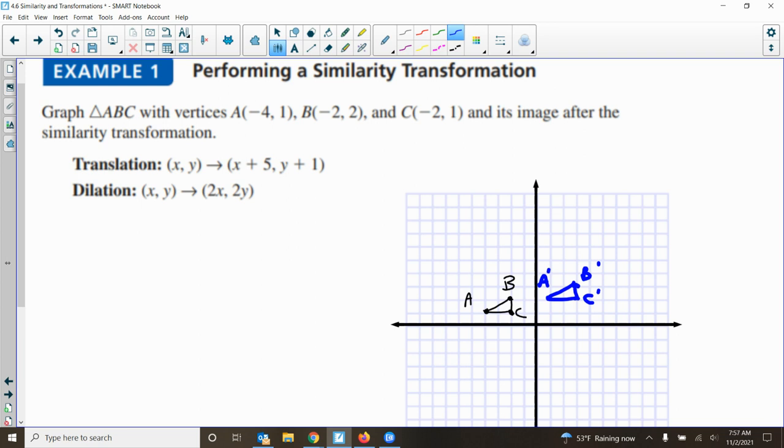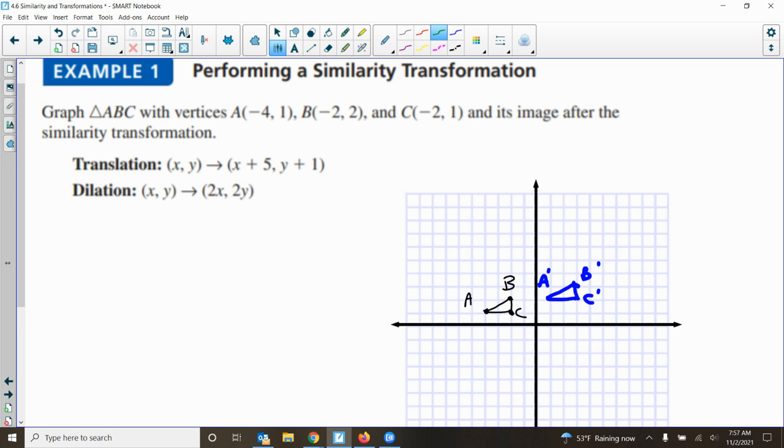Okay. And then the dilation, xy goes to 2x, 2y. What would we call that? What kind of dilation is that? Yeah, Brayden. Scale factor of 2 centered at the origin. XY goes to 2x, 2y means that it's centered at the origin. So all we're going to do is multiply the x and the y by 2.